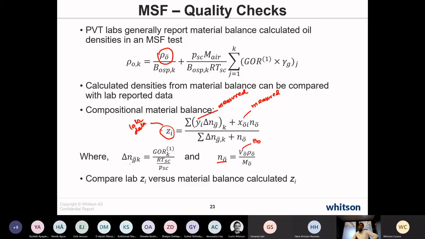The XOI? Yeah. That's using the lab. Yeah, so that's measured. That's measured in the lab, the stock tank oil composition. Okay.